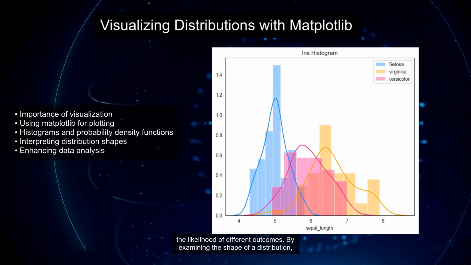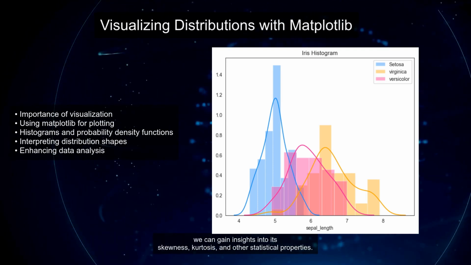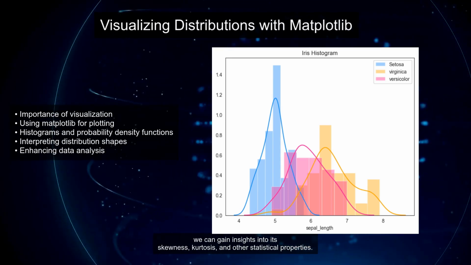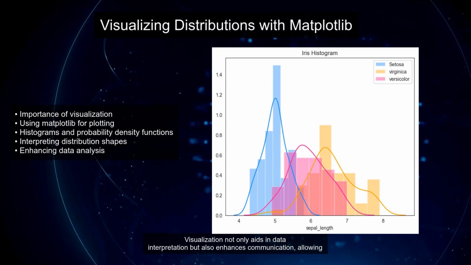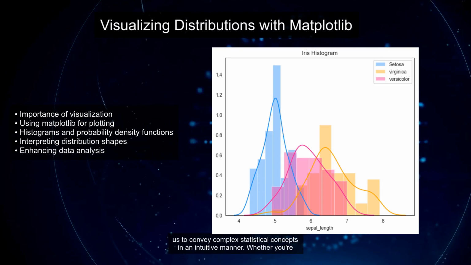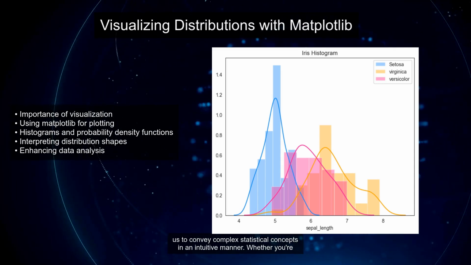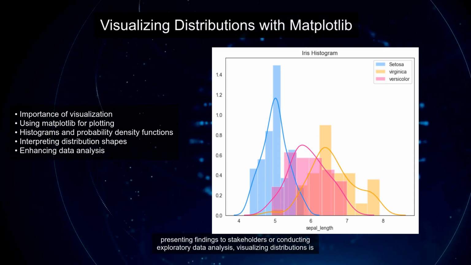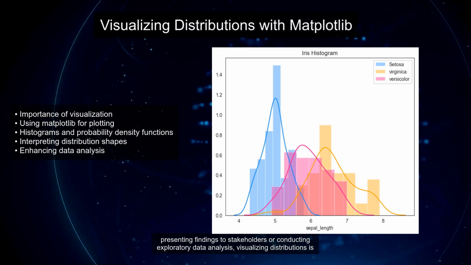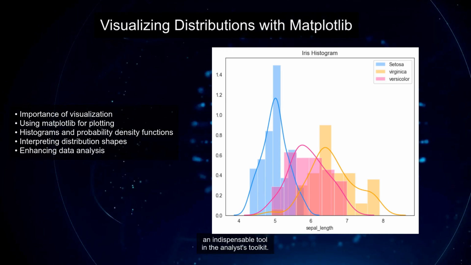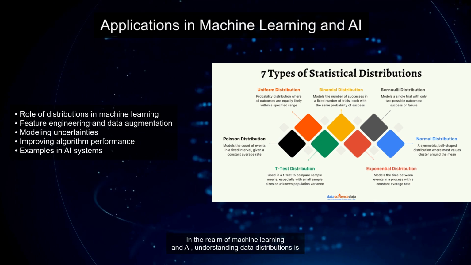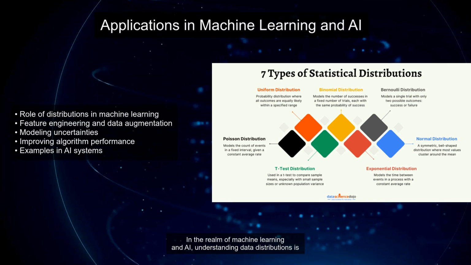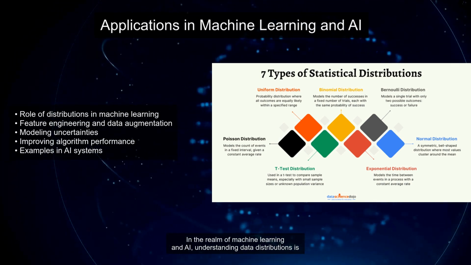By examining the shape of a distribution, we can gain insights into its skewness, kurtosis, and other statistical properties. Visualization not only aids in data interpretation but also enhances communication, allowing us to convey complex statistical concepts in an intuitive manner. Whether you're presenting findings to stakeholders or conducting exploratory data analysis, visualizing distributions is an indispensable tool in the analyst's toolkit.